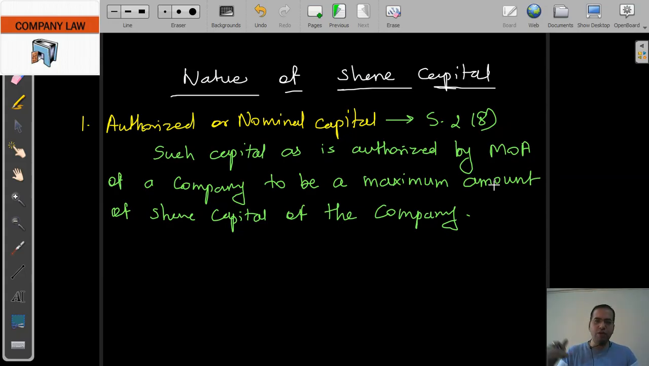When a company goes for incorporation, it has to mention that nominal value or the face value of the share, and that is the reason it is called authorized or nominal capital. One more name you can give is registered capital, because you go for the registration and you mention this particular capital there. So don't forget, it is mentioned under section 2 subsection 8 of the Act. So next comes issued capital.